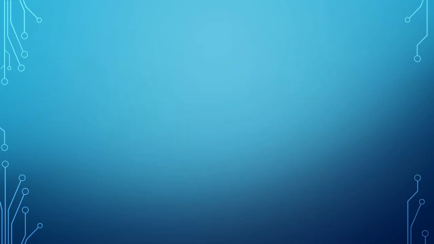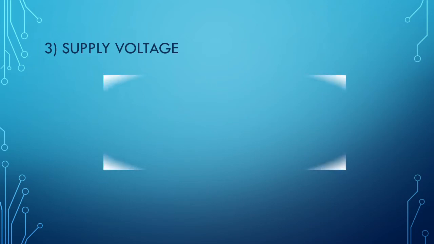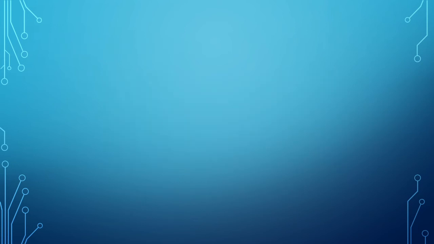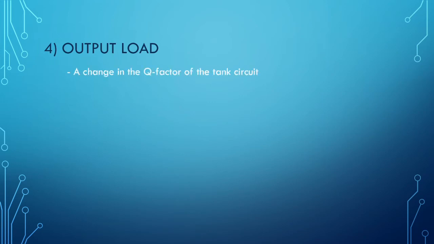The next factor is supply voltage. The change in DC supply voltage applied to the active device shifts the oscillator frequency. This problem can be avoided by using a highly regulated power supply. The next factor is the output load. A change in the output load may cause a change in the Q factor of the tank circuit, thereby causing a change in oscillator output frequency.